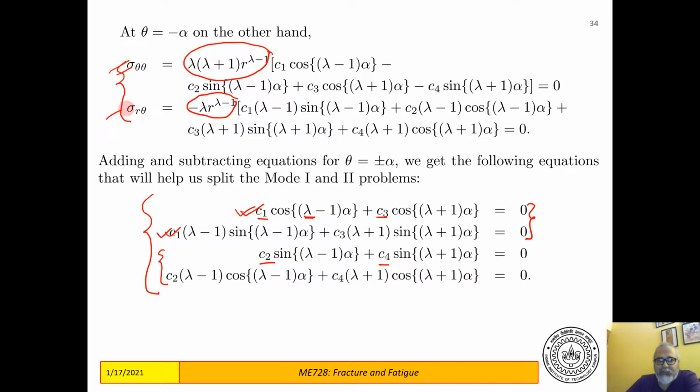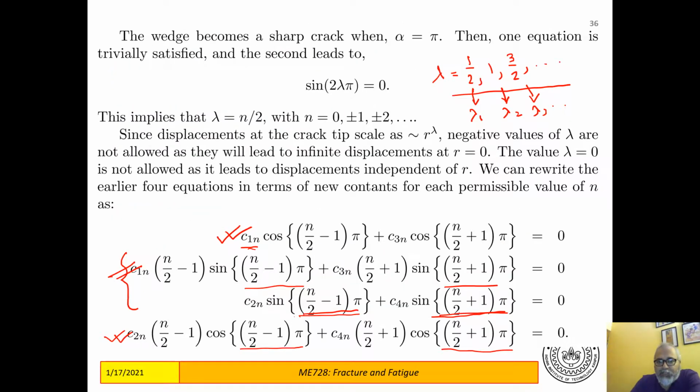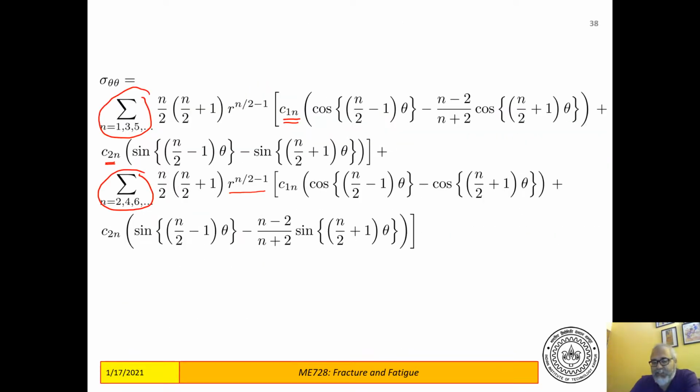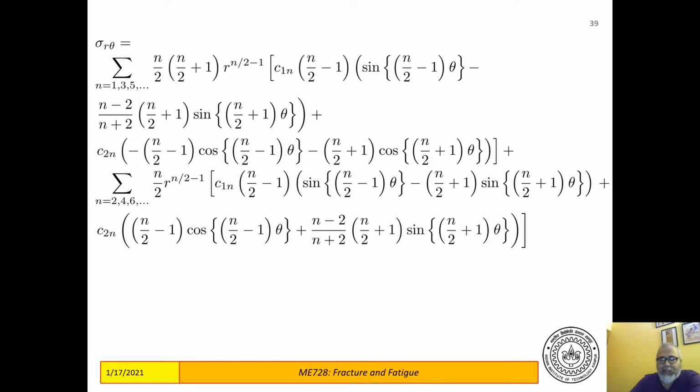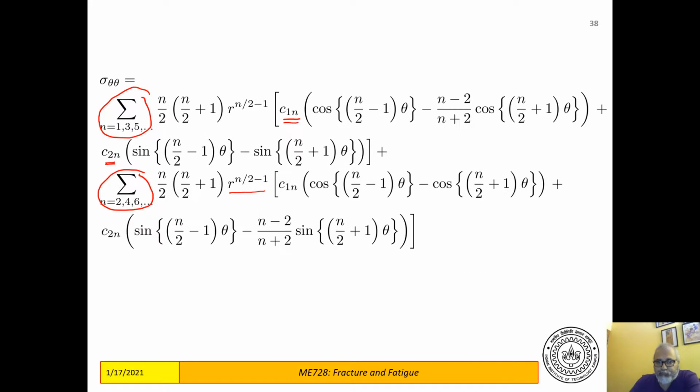So this is the expression for sigma theta theta, which is derived from this expression. Similarly, we will derive an expression for sigma r theta. We will also derive an expression for sigma rr. So that is easily done. It's just tedious. You have to collect the terms carefully. Sigma r theta again has a summation over the odd terms, again has a summation over the even terms, and then we have expressed everything in terms of c1n and c2n, in this case, and we have eliminated c3n and c4n.